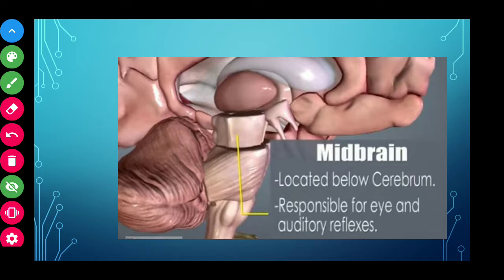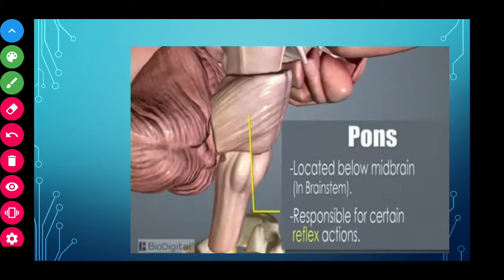Next we will see midbrain. Cerebrum we have seen, cerebellum, diencephalon. Next is the midbrain, which is located below the cerebrum and responsible for eye and auditory reflexes. Next, below that there is a pons. It is located just below the midbrain in the brainstem. So this is brainstem, this is midbrain, pons and medulla oblongata, you can see. This is responsible for certain reflex actions.